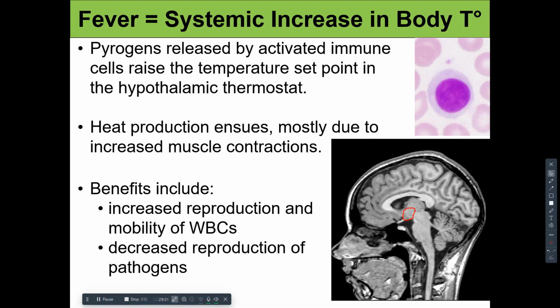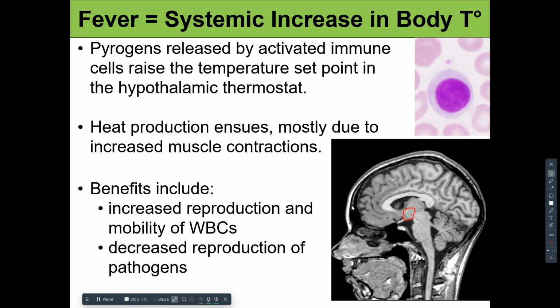Let's talk about fever for a second here. Fever is a systemic, so body-wide, increase in body temperature. And what's going on in fever is activated immune cells. So immune cells that are in the fight against microorganisms are releasing chemicals called pyrogens. Pyro means fire, gen means create. So literally these are fire creating, heat creating chemicals.